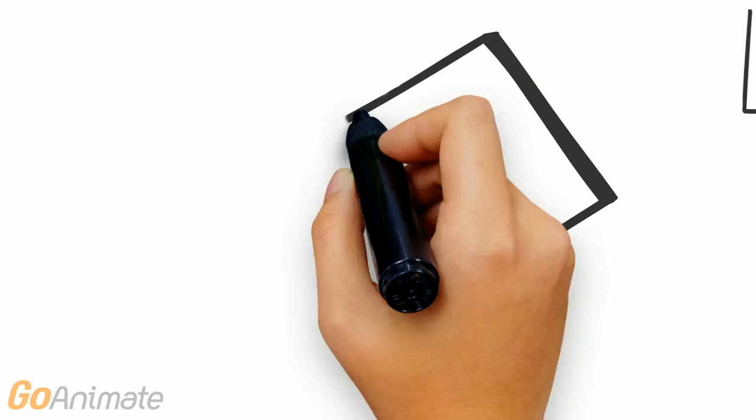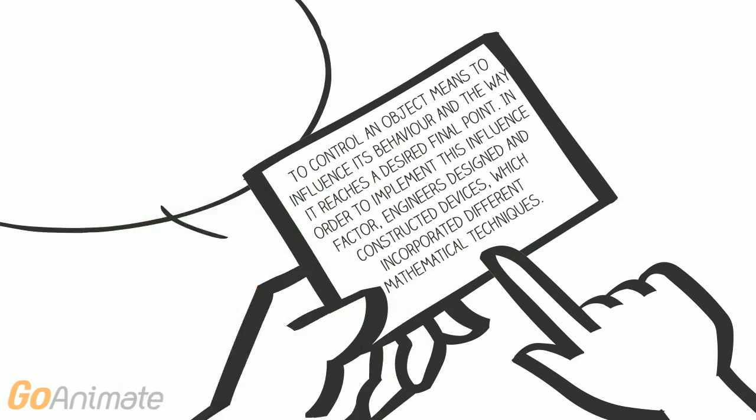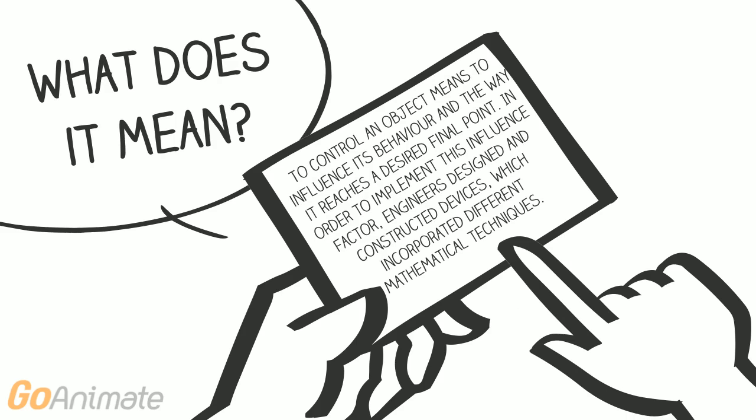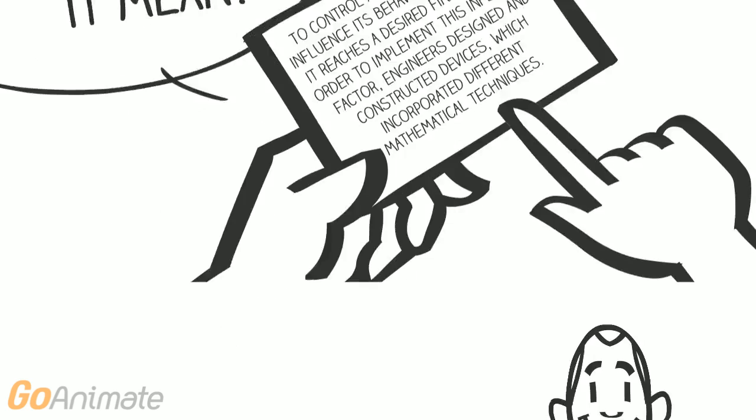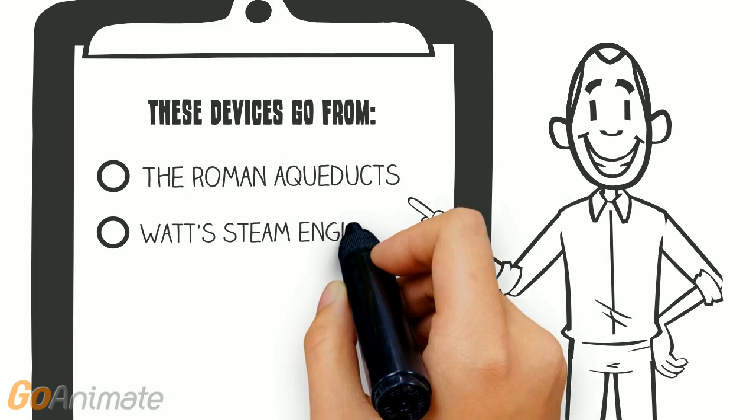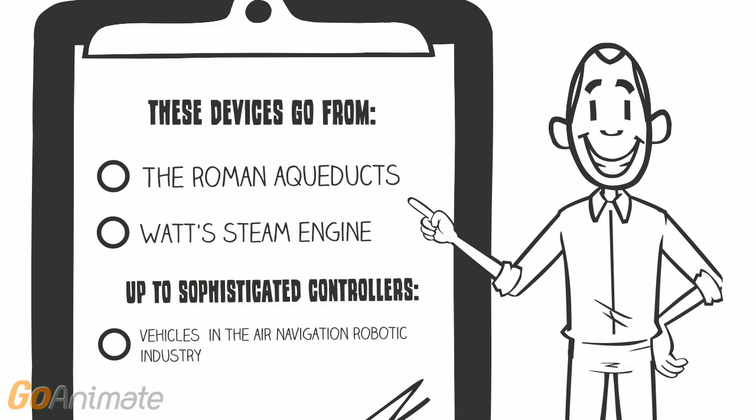Mathematical control theory is the area of application-oriented mathematics that deals with the basic principles underlying the analysis and design of control systems. An example of this is the use of difference rather than differential equations when one is interested in digital control. To control an object means to influence its behavior so as to achieve a desired goal. In order to implement this influence, engineers build devices that incorporate various mathematics.